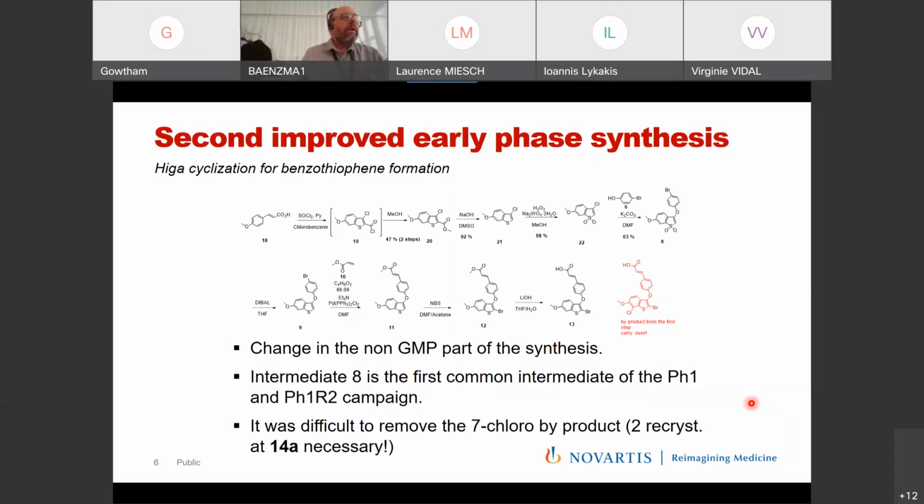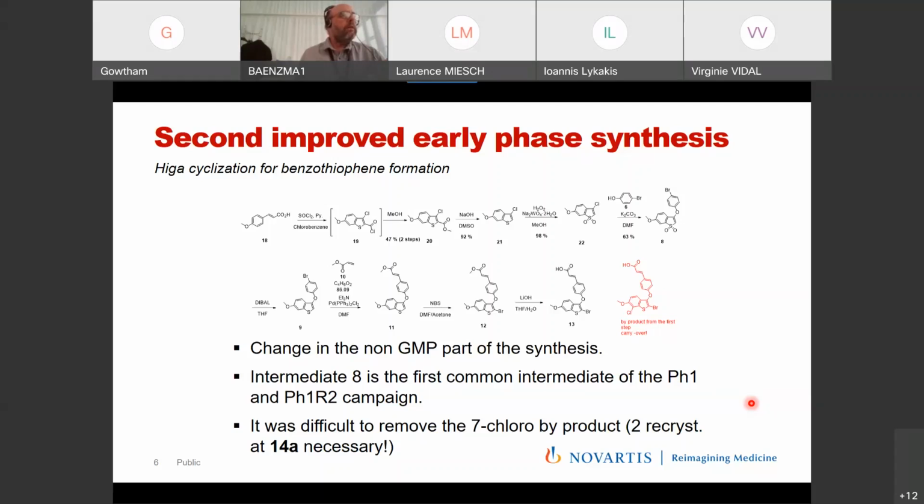The carboxylic acid in 2 position, after ester hydrolysis with sodium hydroxide in DMSO at elevated temperature, gave the decarboxylated product 21. This was then oxidized to the sulfone, and the reaction with 4-bromophenol yielded the intermediate 8, which was then the same common intermediate as in the other synthesis. And then the reaction continued the same way.